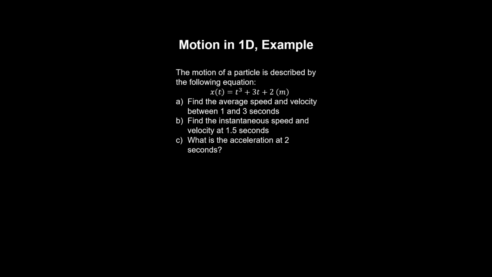The following equation describes the position of the particle as a function of time. So in part A, the average speed is distance over time. And because the particle is traveling in one direction, so the position is positive and increasing with time, well, the total distance traveled between 1 and 3 seconds can be obtained by substituting those times and taking the difference. And that's divided by the time of the interval.